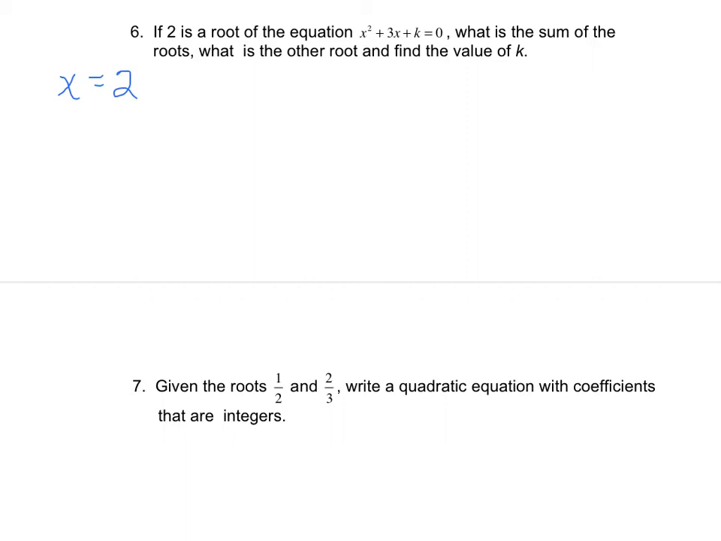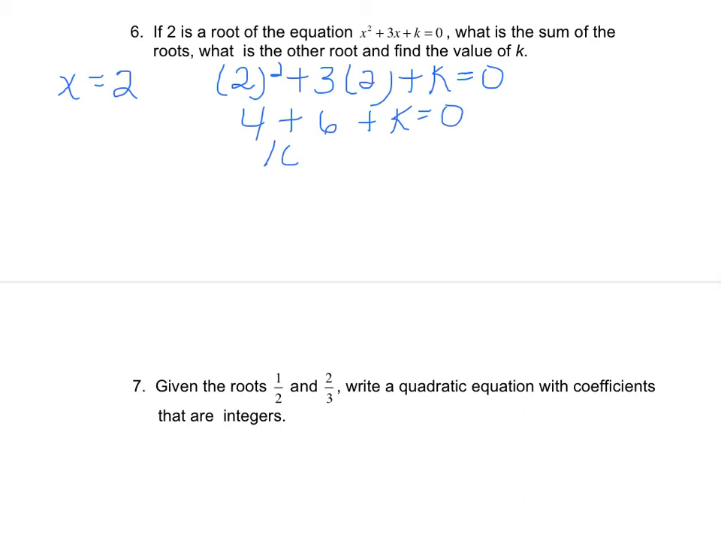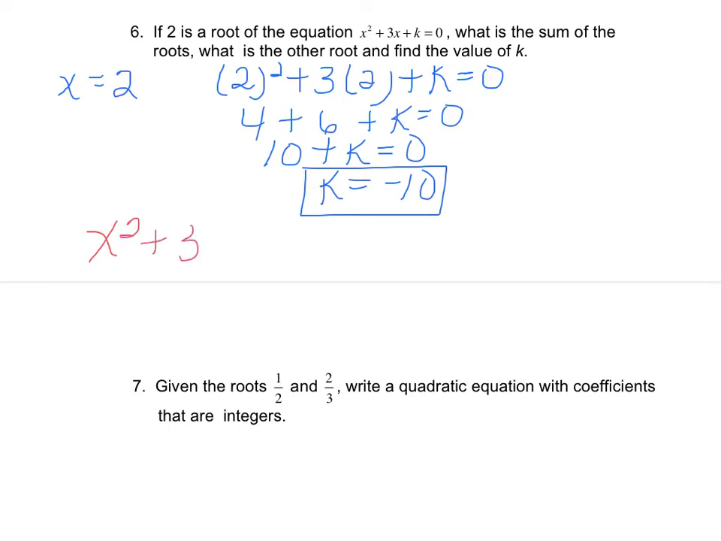Well, let's do that. So I'll have 2 squared plus 3 times 2 plus k equals 0. 2 squared is 4 plus 6 plus k equals 0. 10 plus k equals 0. Subtract 10 on both sides, k equals a negative 10. So I found the value of k. So now truly the equation is x squared plus 3x minus 10 equals 0.